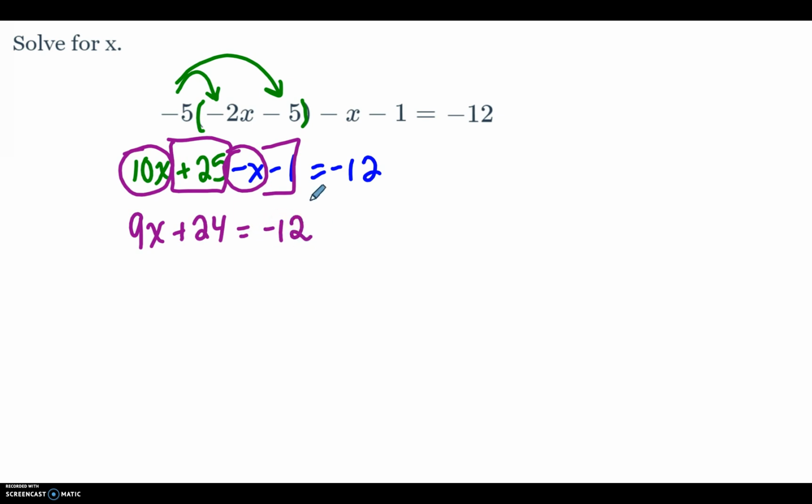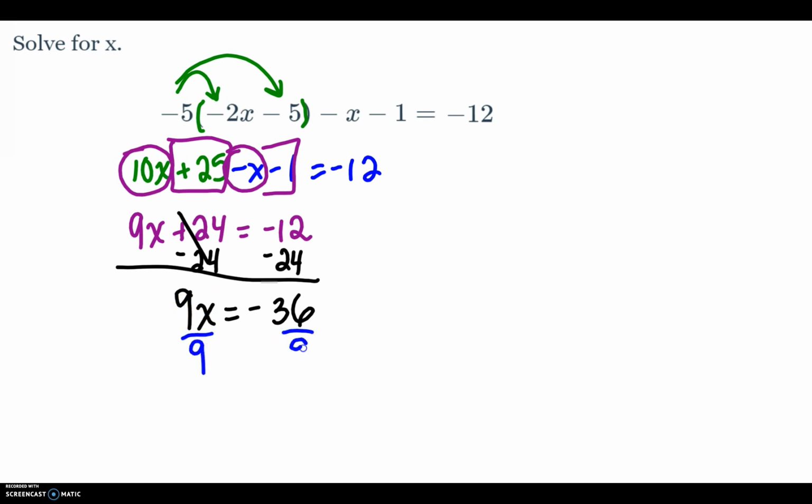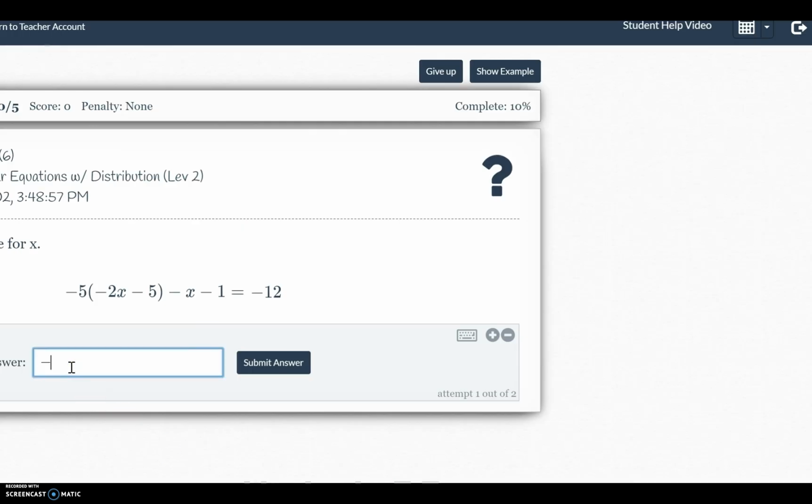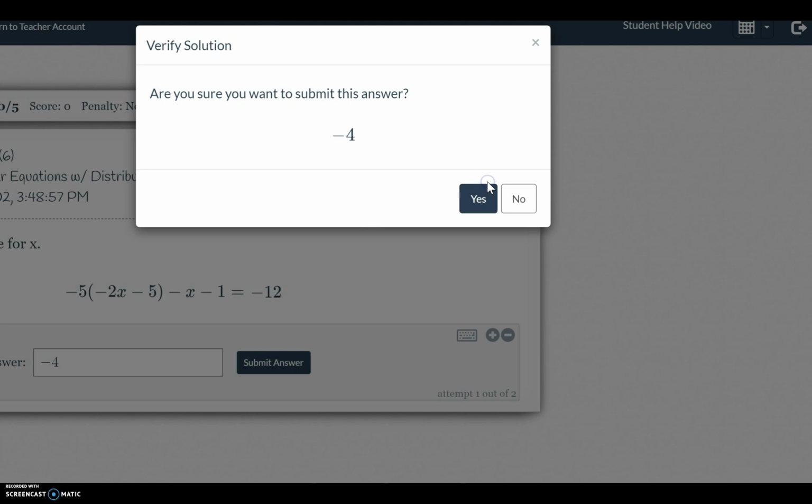Now that we simplified as much as we can, we're going to isolate the variable by taking that 24 and bringing it to the negative 12. So we're going to use opposite signs because we're moving it to the other side of the equal sign. So we have 9x equals negative 36. And then from here, to isolate the variable, instead of doing 9 times x, we have to use inverse, which is dividing. So x is equal to negative 4. And then from here, we're just going to type in negative 4 and submit.